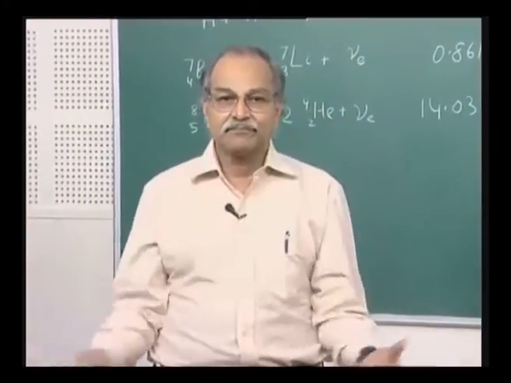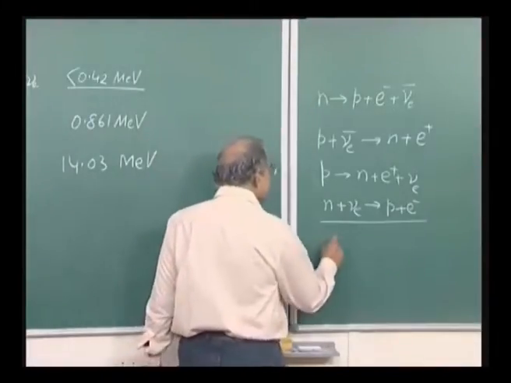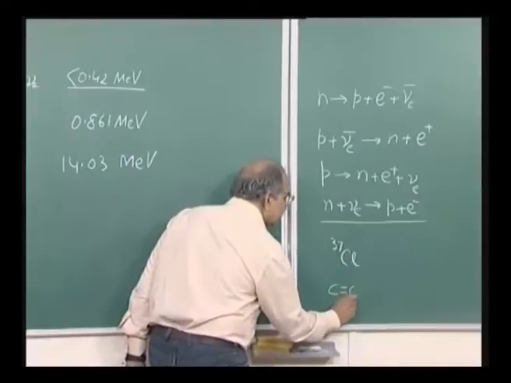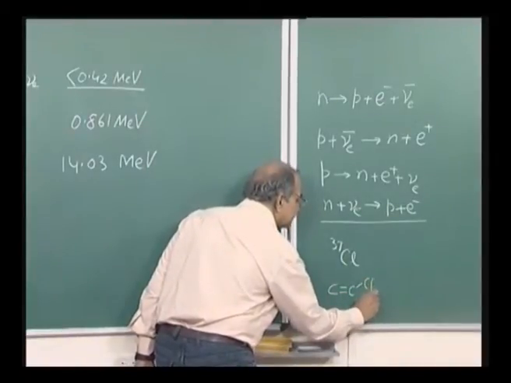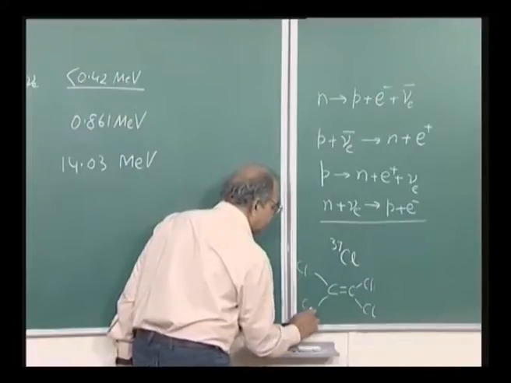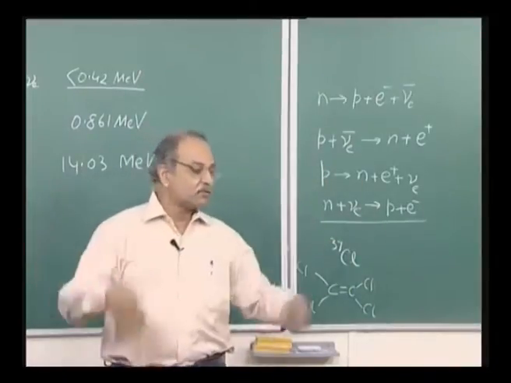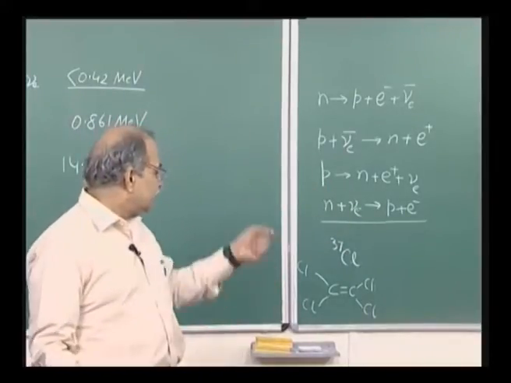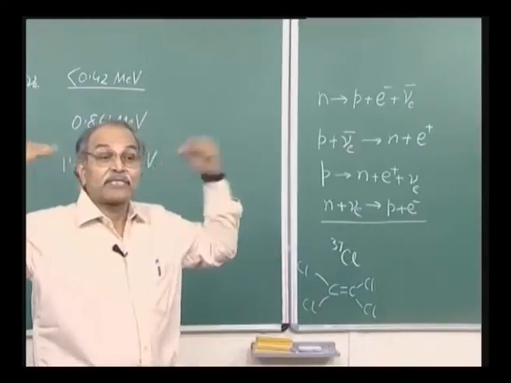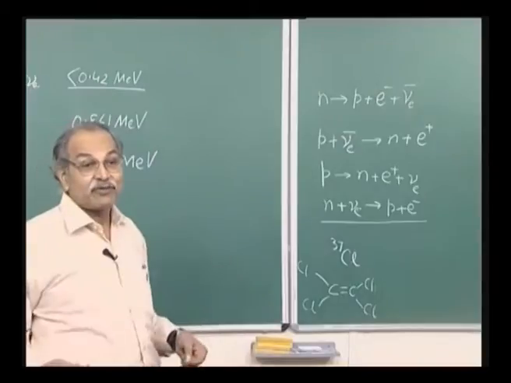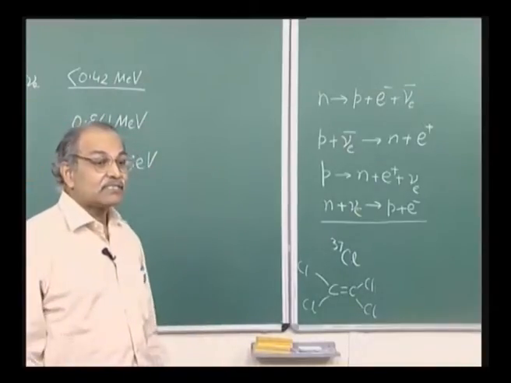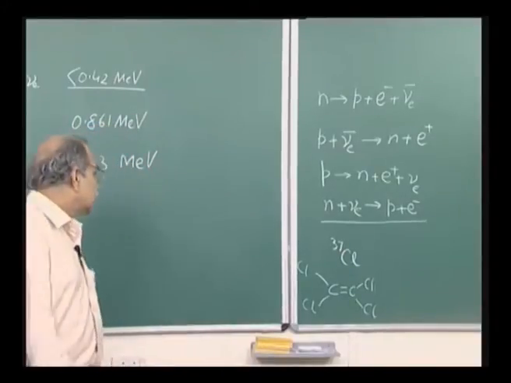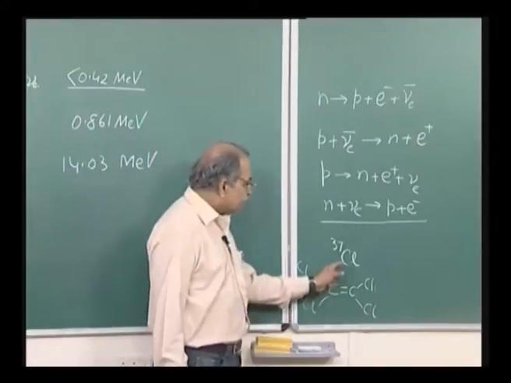Chlorine-37 in the cleaning fluid, C2Cl4. Hundreds of tons of that will be needed. So, this whole liquid has to be protected from cosmic rays and radiation coming from outside. So, this detector was created some 1500 meters below the ground in a mine in South Dakota, and there they were looking for these reactions.